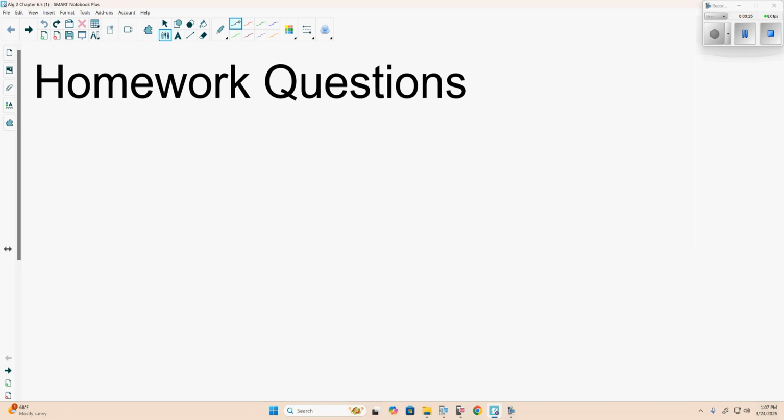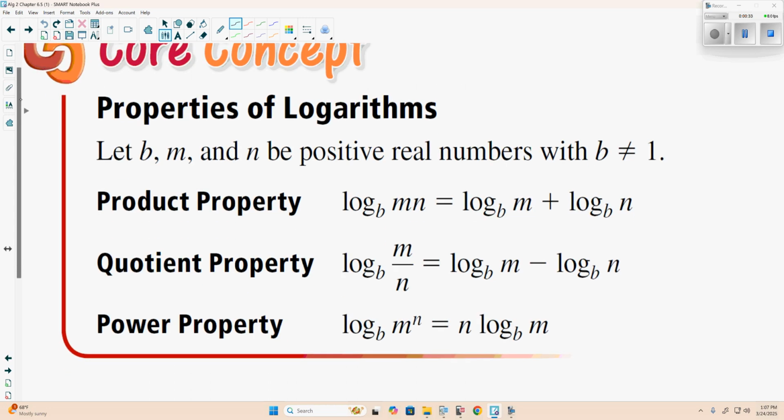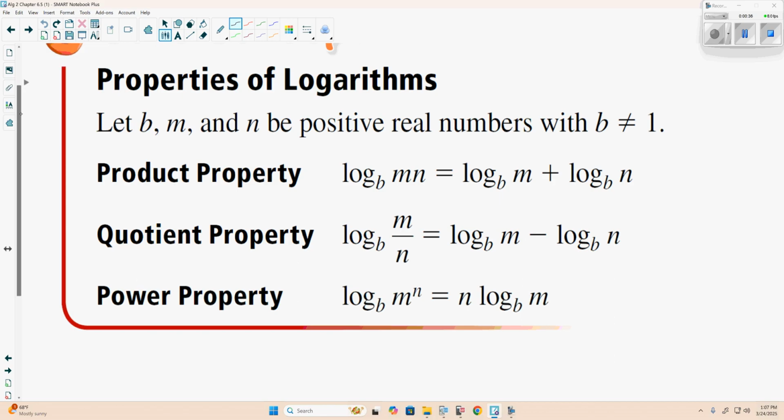Now, what we're doing today is continuing on with our logarithms. Logarithms and exponentials is what we were covering before the break. And what we're looking at today are three properties of logarithms. We have the product property, quotient, and power property.